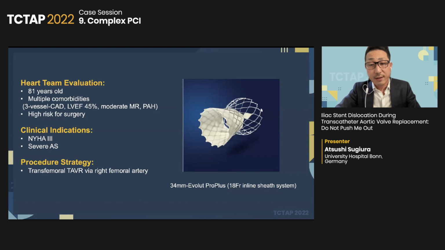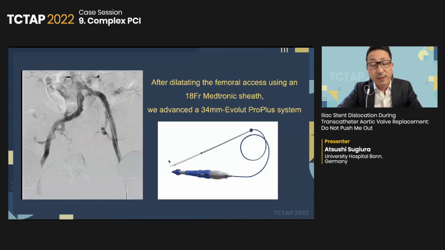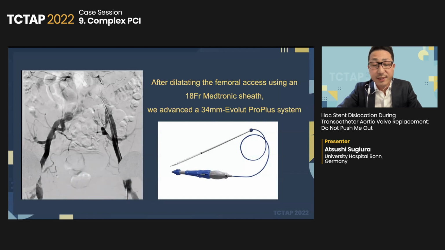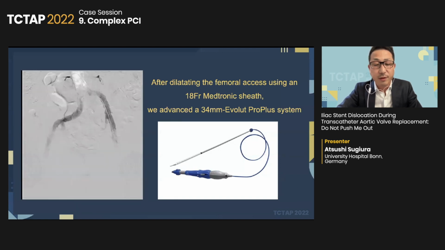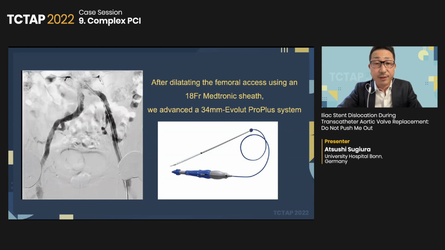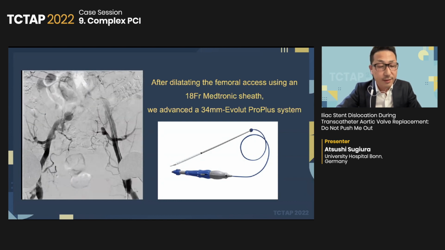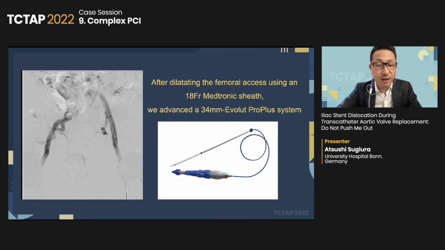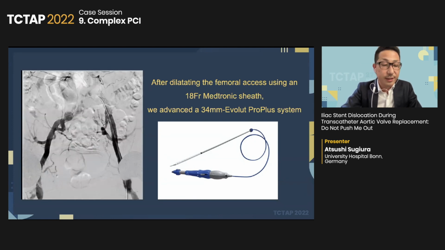And we chose a 34 millimeter Evolut PRO+ system, which is an 18 French in-line system, and requires 5.5 millimeter diameter of the vessel. The procedure was performed by our guest doctor from another clinic who had just started to learn the TAVR procedure, and the delivery of the system went very well, actually.